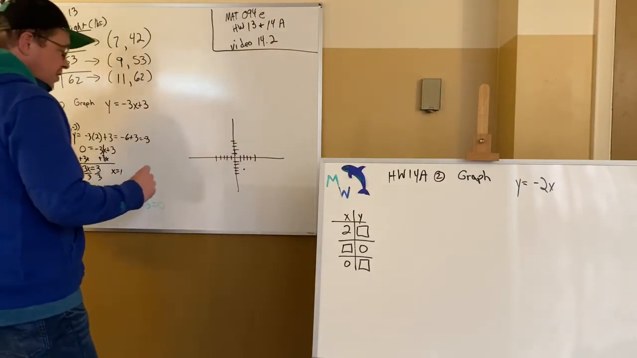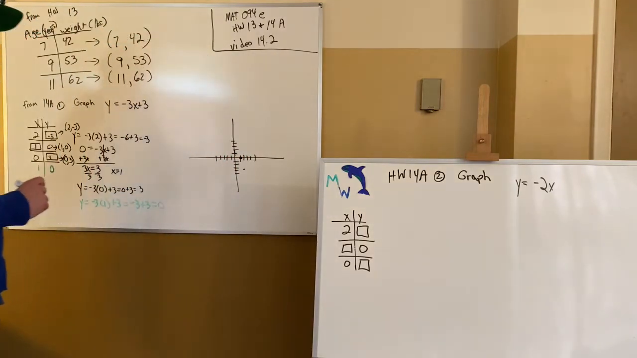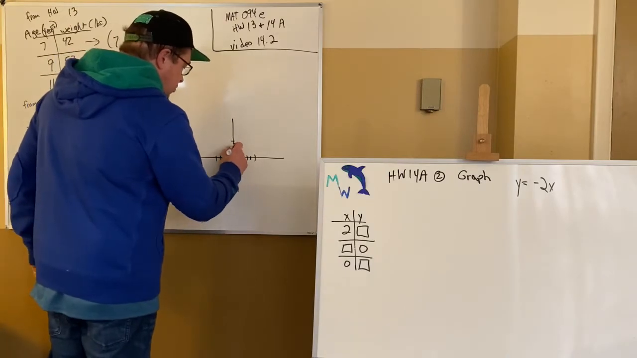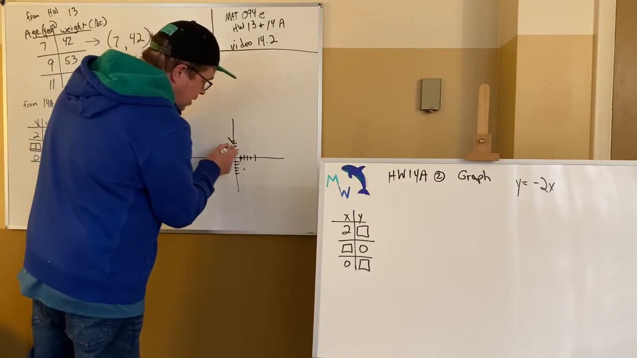We also have 1, 0, which would have been go to the right 1, don't go up or down at all. That's one of the intercepts. It's an x value of 1, so that's the x-intercept on the x-axis. 0, 3. Don't go across at all, go up 1, 2, 3, and there you have it. There's our line that we're going to make.